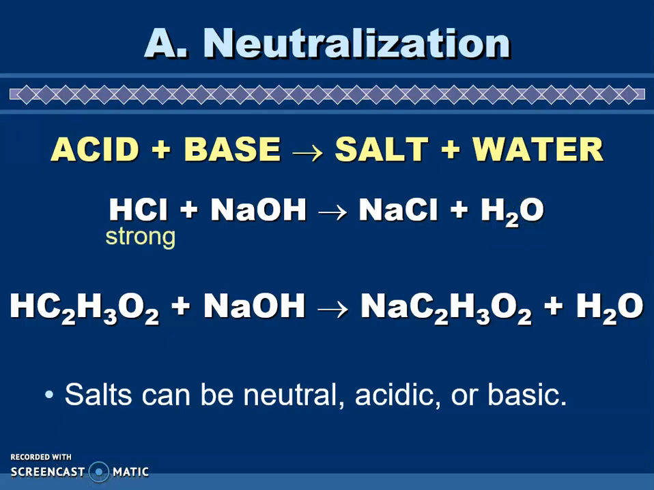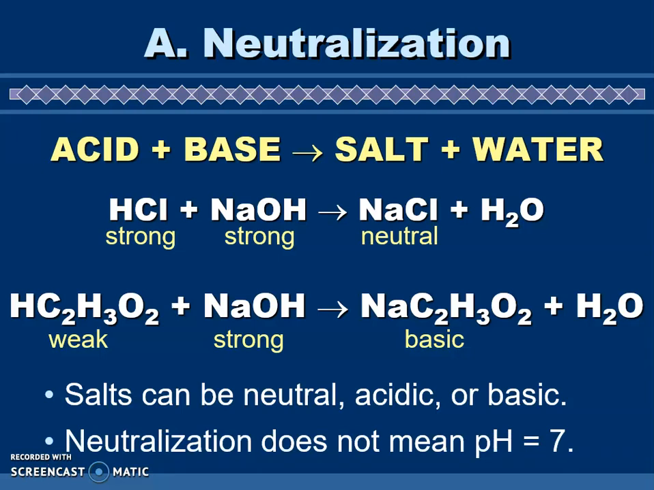Hydrochloric acid is a strong acid. Sodium hydroxide is a strong base. So you create a neutral salt. So when you mix a strong and a strong, your salt will be neutral. But you can also use a weak acid with a strong base, and when that happens, the salt that you create will be basic. Okay? The opposite can happen too. You can use a strong acid with a weak base, and then your salt will be acidic.